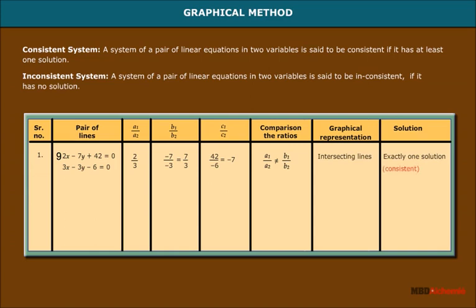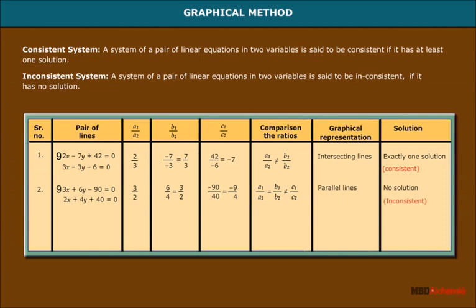Hence, the system is consistent. Second pair of equations is 3x + 6y − 90 = 0, 2x + 4y + 40 = 0, in which 3/2 is the value of a1/a2, 6/4 or 3/2 is the value of b1/b2, and −90/40 or −9/4 is the value of c1/c2. After comparing these ratios, we found that a1/a2 = b1/b2 ≠ c1/c2. So these lines are parallel lines and we get no solution.